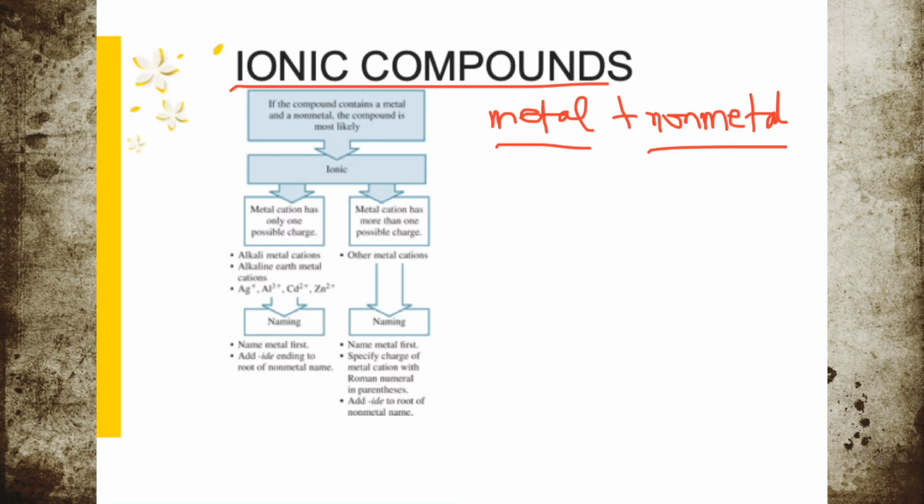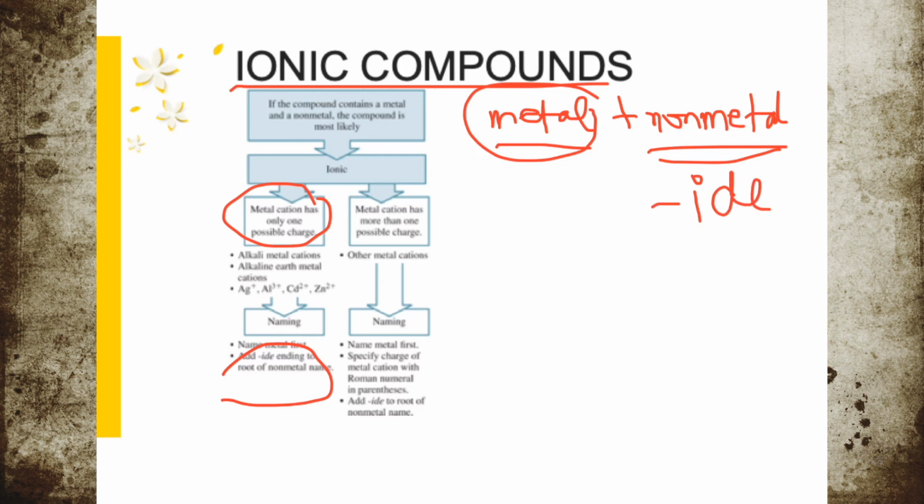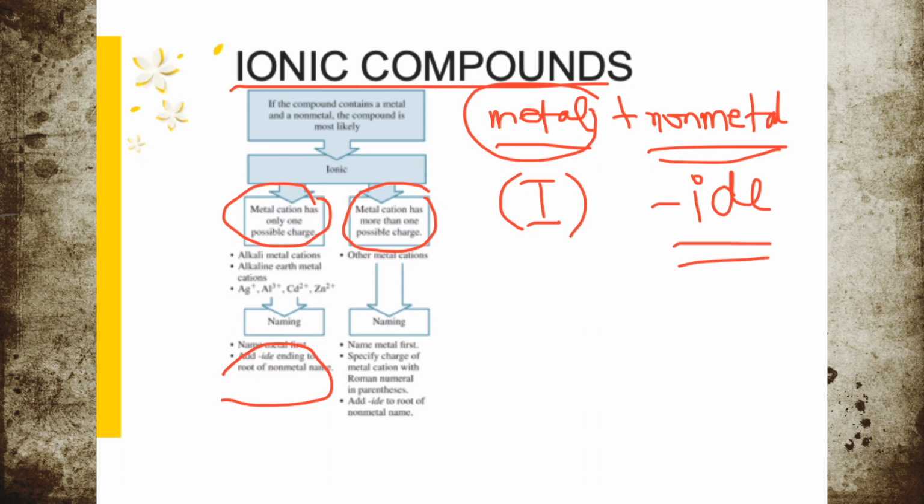There are two ways of naming them. If your metal is a cation with only one possible charge, such as the alkali metal cations or the alkaline earth metal cations, the metal is named first, followed by the non-metal, where we add -ide to the ending of the root name of your non-metal. However, if your metal has two or more possible charges, such as iron or manganese, we have to name that metal by specifying the charge in Roman numerals within brackets. And of course, we have to add -ide to the non-metal name.